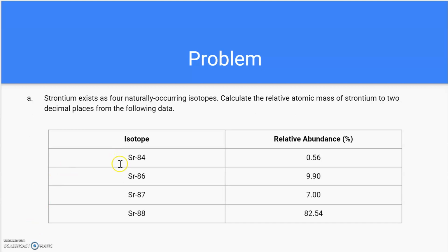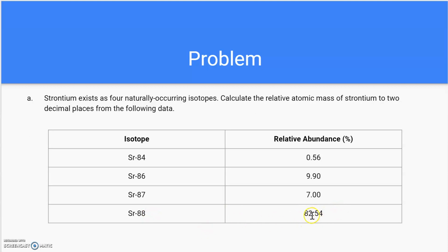As we can see, we have 4 isotopes of strontium with different molecular masses. So there's an atom of strontium with a molecular mass of 84, of 86, of 87, and of 88. Now, all of these 4 isotopes exist in nature, and their relative abundance is how common they are in nature, right? So strontium-88 is the most common one, as we can see.